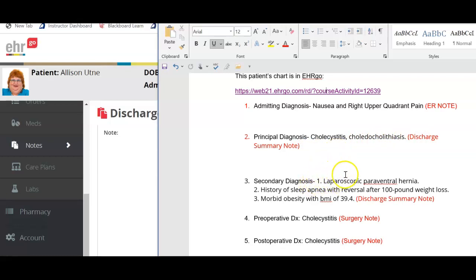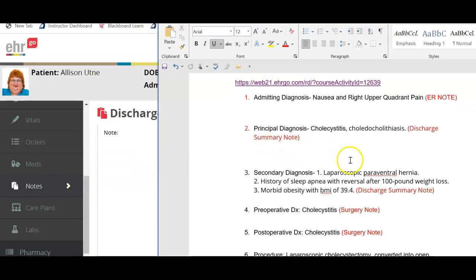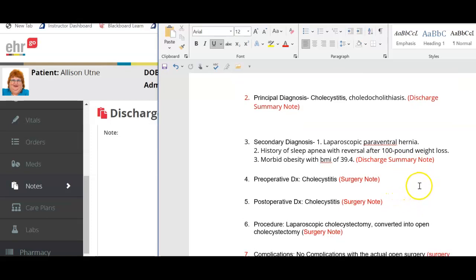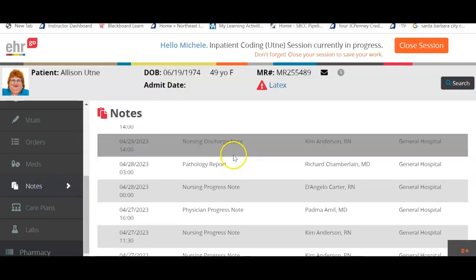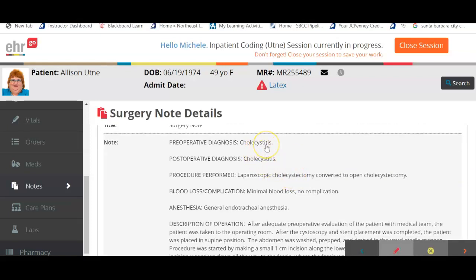Secondary diagnosis, as we stated, this patient had a lot going on. When I went through the other notes and the orders that we've seen, I'm just going to go with what they had posted. If you had something different, I'm not going to tell you that it's incorrect. I'm not going to take points off. This is just what I took from the discharge summary note. Pre-op diagnosis, cholecystitis, same thing for post-operative. So here we're going to go to the operative note, or the surgery note, I should say. Pre-op, cholecystitis, post-op, same thing.